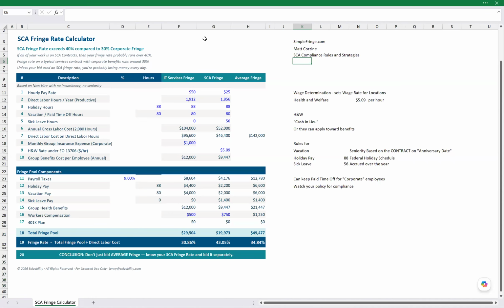And in the event of a DOL investigation, which do happen, you want to have all of your ducks in a row and be able to present the information to the DOL auditor as quickly and concisely as possible, rather than scrambling around and pulling things together. It's not a good look in a DOL audit if you're scrambling and providing information that looks like it's been pulled together at the last minute.